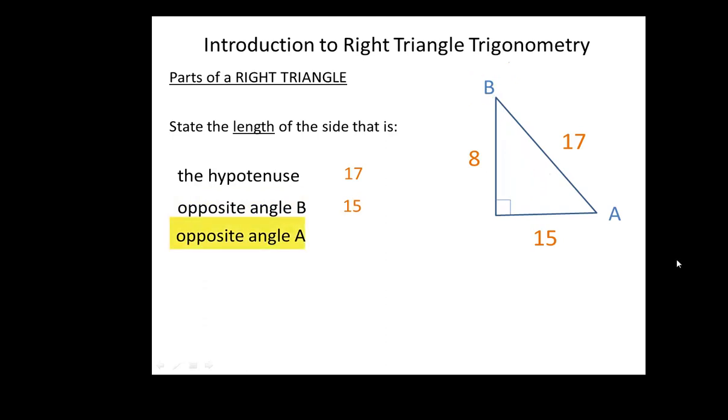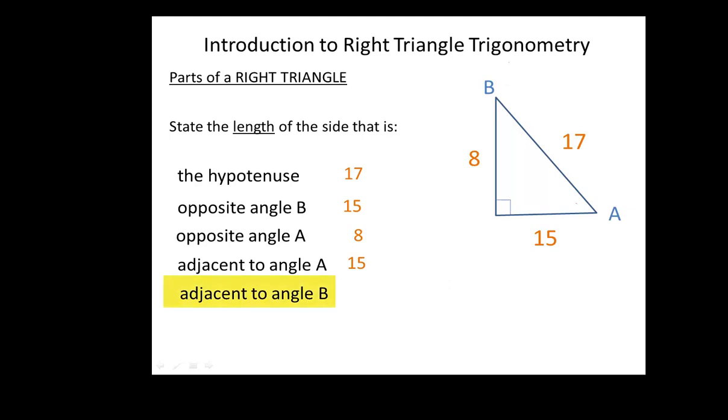Now the side opposite angle A, here's angle A. What's the length of the side opposite angle A? There it is. That is the side opposite angle A. The length of the side adjacent to angle A, remember, we really have two of them that are adjacent, but we want to choose the one which is not the hypotenuse, so that is 15. The length of the side adjacent to angle B, here's angle B. Which are we going to say is the side adjacent to angle B? What is the length of the side? And that is 8.